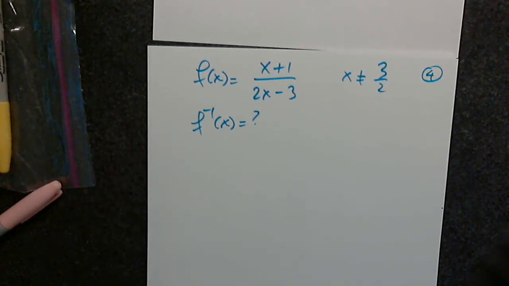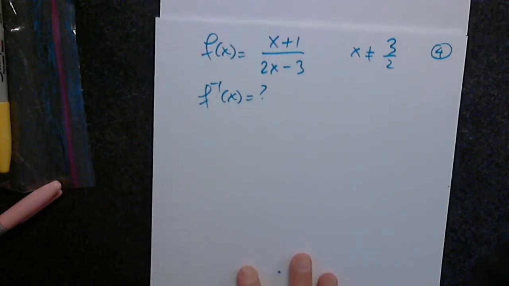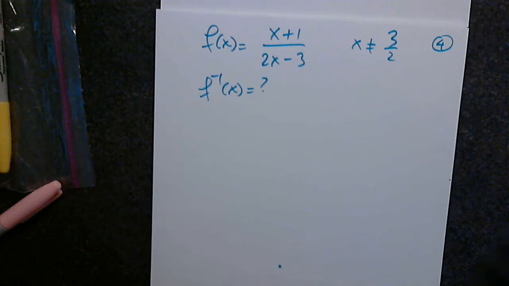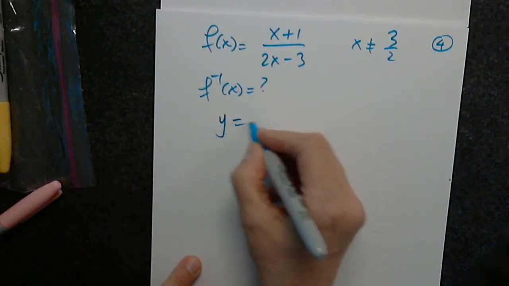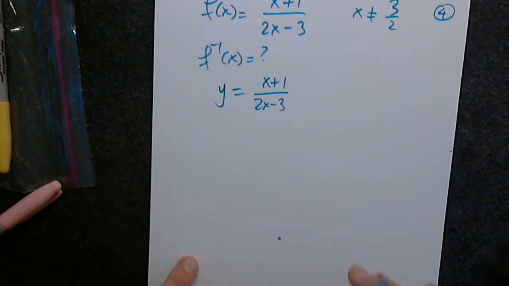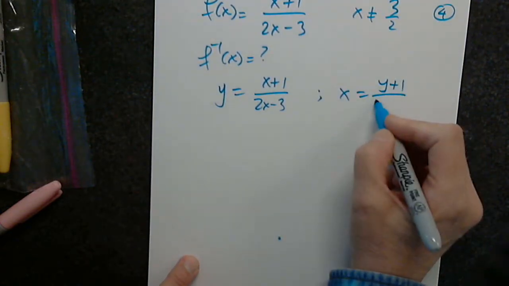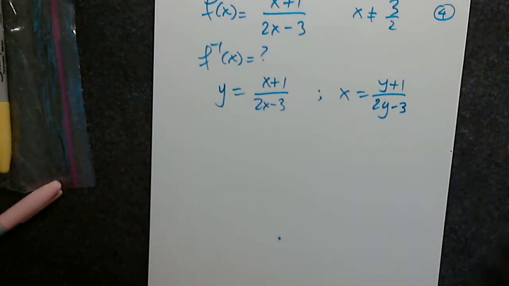So it is one-to-one. We know that. Linear functions and rational functions are one-to-one. So what is the first step? Right, so y equals x plus 1 divided by 2x minus 3 is the first step. The second step, interchange. So x equals y plus 1 divided by 2y minus 3.